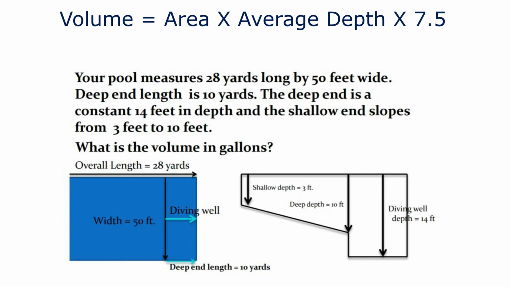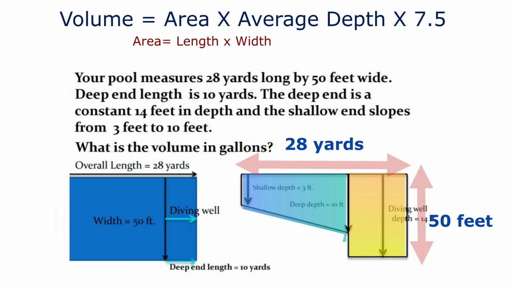This is going to be calculating volume of a rectangular multi-depth pool. It's the same formula where, again, area is the length times the width times average depth times 7.5. But we have a constant slope pool connected to a diving well. So we're going to want to convert and split these two parts into two pools and calculate those volumes separately. Let's read our question below and walk through the steps.